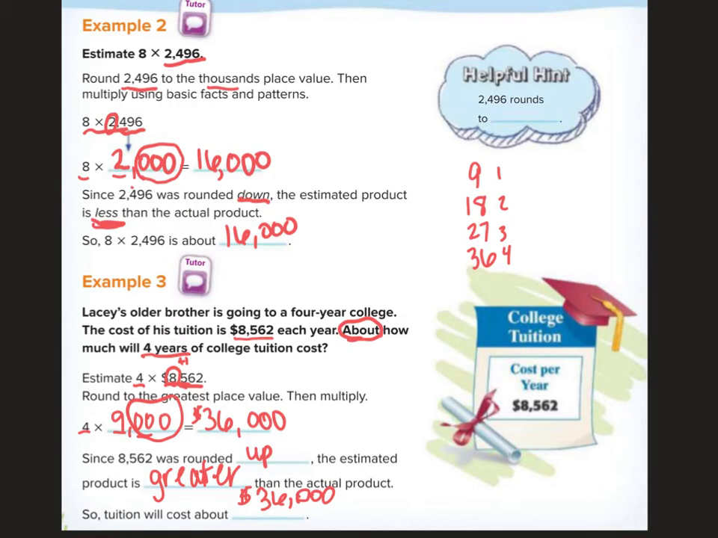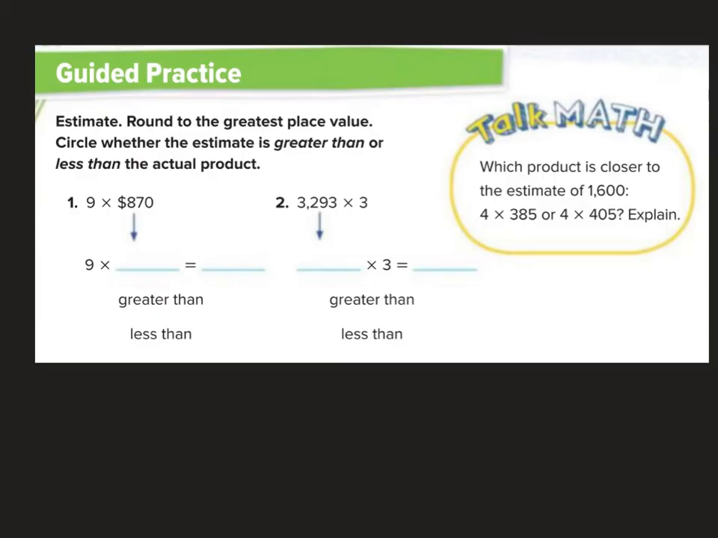All right, one more page here. Okay, so our job, let's read the directions. First step, estimate by rounding to the greatest place value. And then circle whether the estimate is greater than or less than the actual product. Okay. So 870 is in the hundreds. The greatest place value is the hundreds. So I'm going to circle the biggest value. Underline the next one. Tells me to add 1. So I'm going to be rounding this to 900.